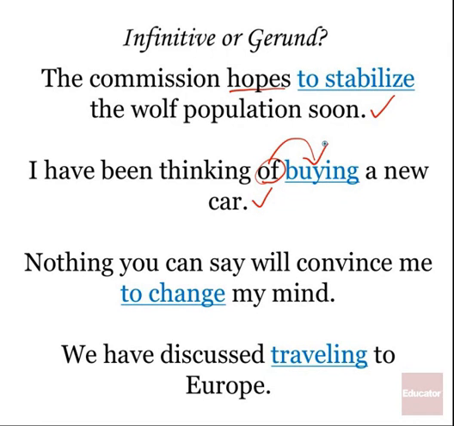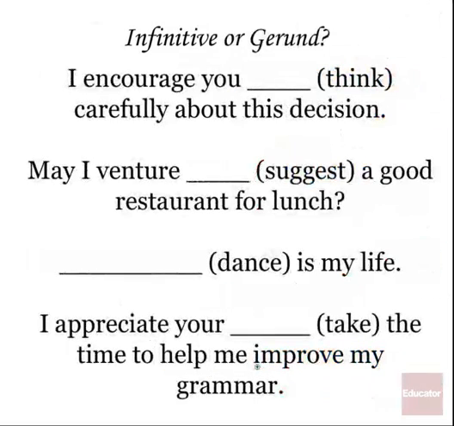Nothing you can say will convince me to change my mind. Your clue here was convince. This is one of those verbs that can be followed by an infinitive if it has a noun or a pronoun after it, in this case, me. Remember, you're talking about communicating an idea or an order to another human being. You very often use verb, object, infinitive. And we have discussed traveling to Europe. Your clue here was discussed. This is one of those verbs that's very often followed by a gerund.